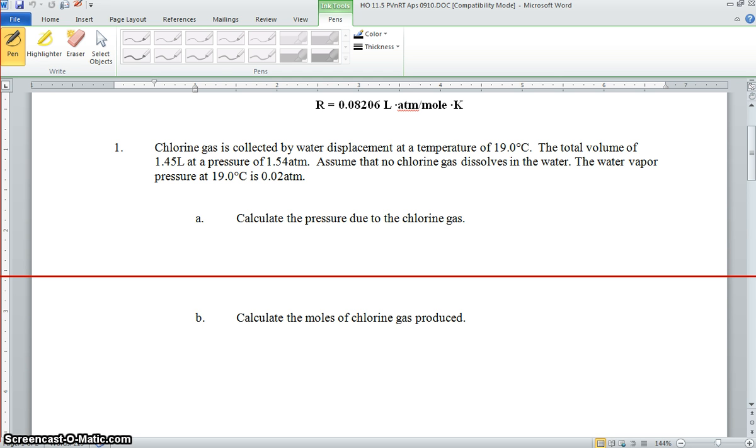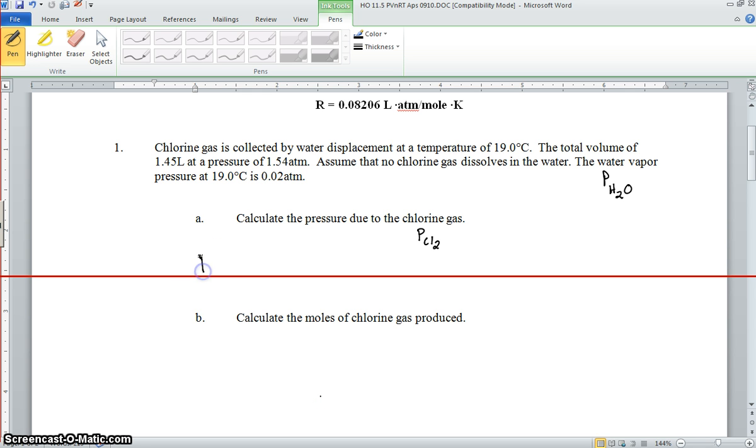Now, part A says calculate the pressure due just to the chlorine gas. In this case, we're interested in the pressure of just the chlorine. But there's another gas in there that we need to be concerned about: the water vapor. So we're going to use Dalton's law of partial pressure to figure out the pressure from just the chlorine.